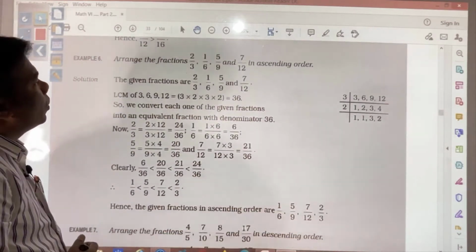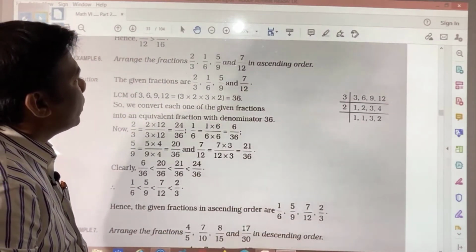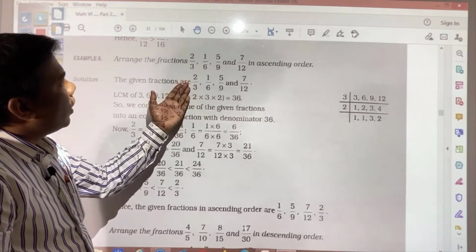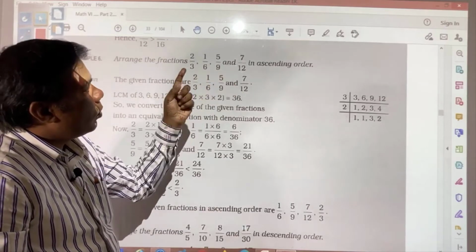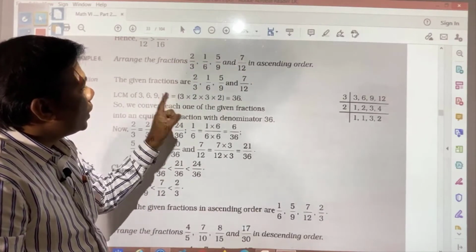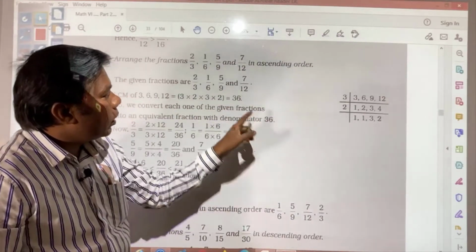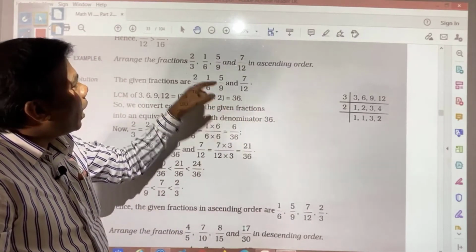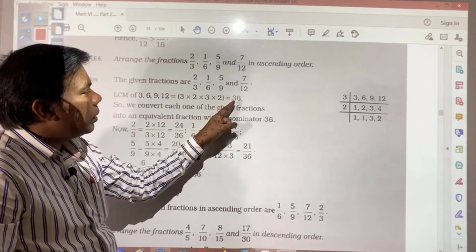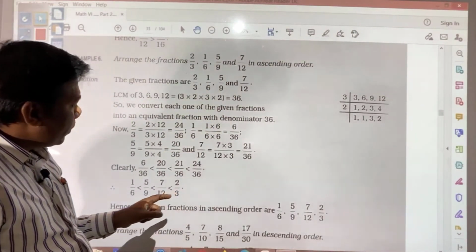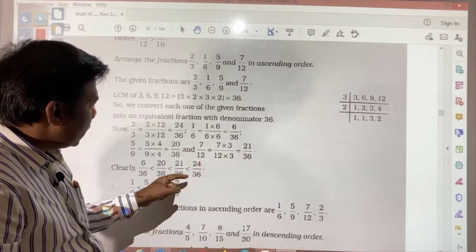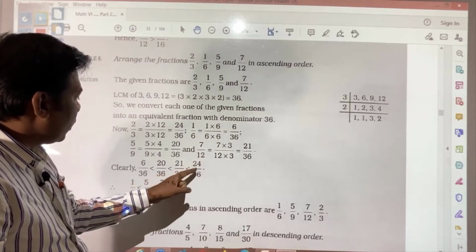Arrange the fractions 2 by 3, 1 by 6, 5 by 9 and 7 by 12 in ascending order. In this case again, what is required to be done? 3, 6, 9, 12, what you have got. You need to find out the LCM of this. You have got LCM 36. Now all these fractions are required to be converted to denominator 36. So this has been converted and you have got 6 by 36, 21 by 36 and 24 by 36.